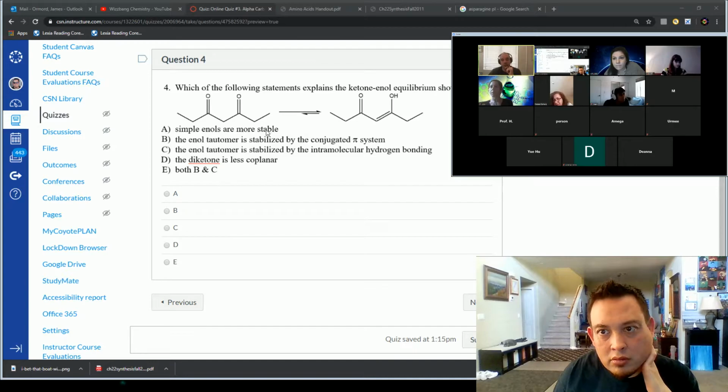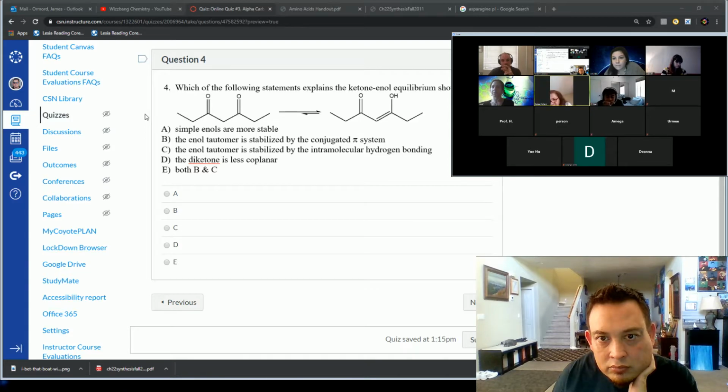Like if you only had one ketone. Yeah. Why is C correct? Both B and C. Well, B makes sense, but C didn't. I just put B because C, I thought it could be, but then I didn't think it was stabilized by intramolecular hydrogen bonding more than the other one.